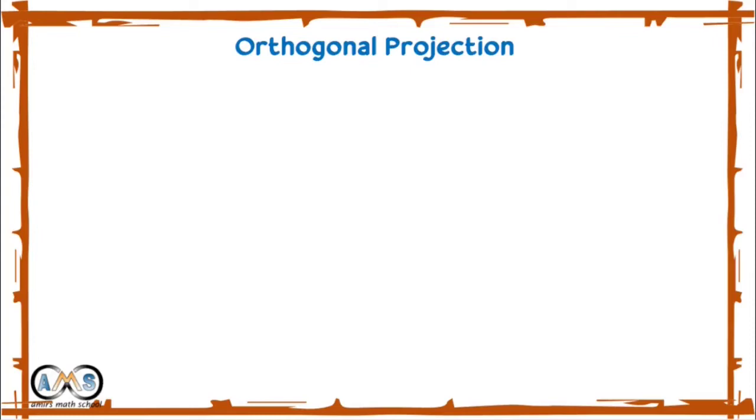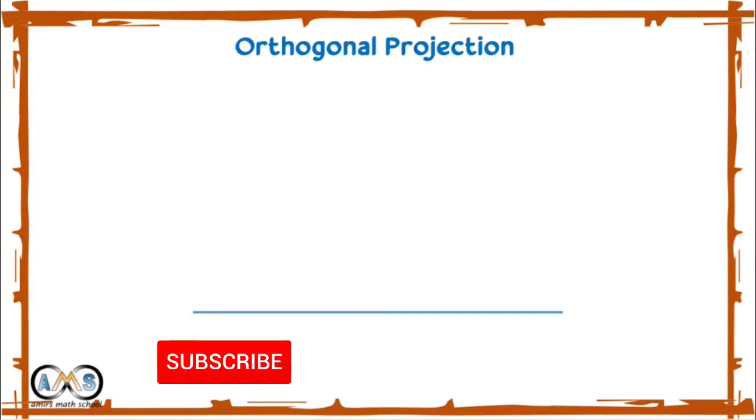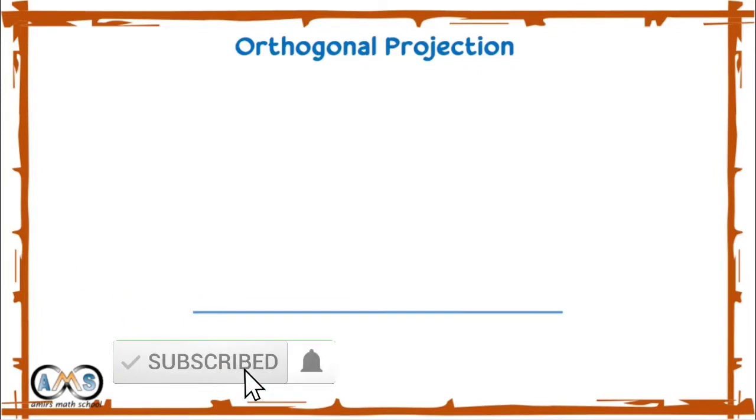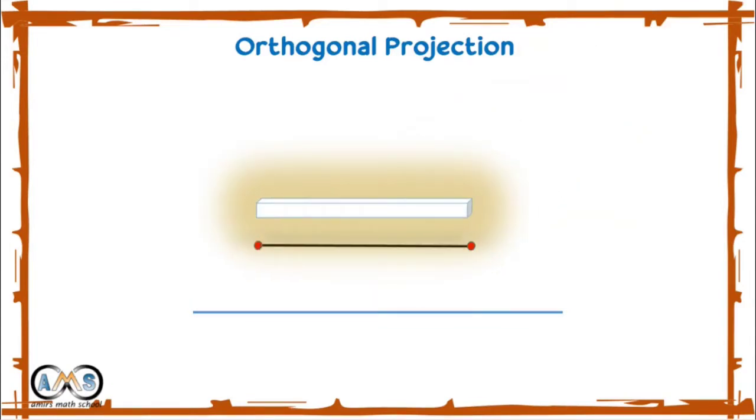Let's see some practical example of orthogonal projection. If we want to find the orthogonal projection of any given line on any definite straight line, just imagine one light source here. Then the shadow of this line on this definite straight line will be the orthogonal projection of this line. This one is the orthogonal projection of this given line. That is, we can say this orthogonal projection is the shadow of this line.